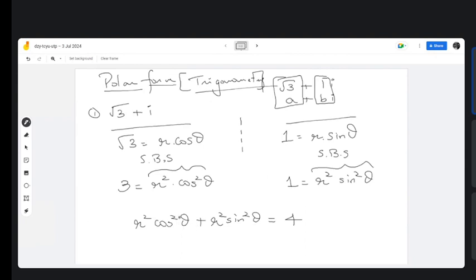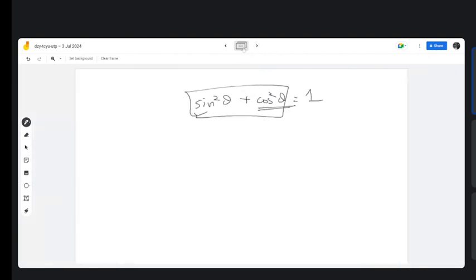Now, left hand side, focus properly. There are two parts in my answer, and both the parts have something in common: r square. I'll take r square common. What's left? Cos square theta plus sin square theta is left is equal to 4. Done. I'll continue in the next place.